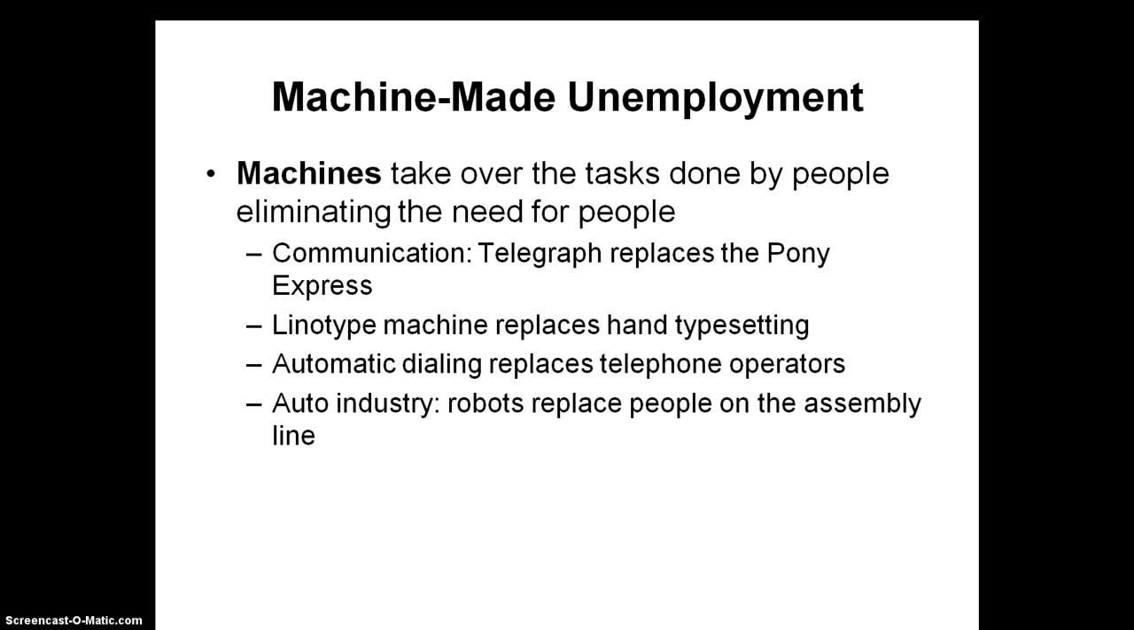With the computer, you can actually say what you want on the computer, and it will automatically come up with a printout. So a lot of jobs were eliminated through machinery there. Automatic dialing replaces telephone operators. Once we can dial our own numbers, we don't need somebody to do it for us. We don't even have to ask an operator for information anymore. And in the auto industry, we see robots replacing people on the assembly line, especially in the paint booth.